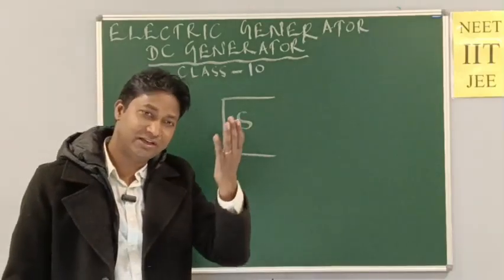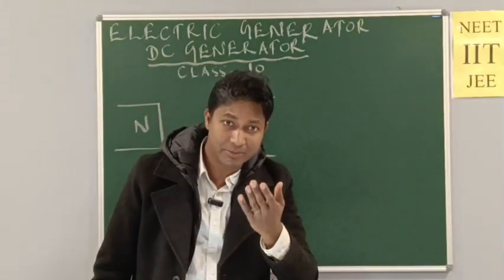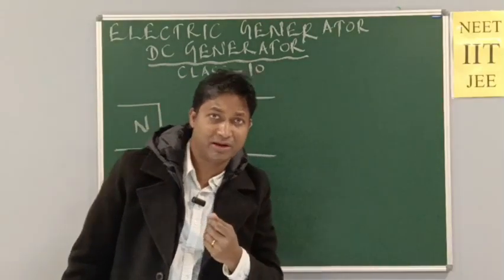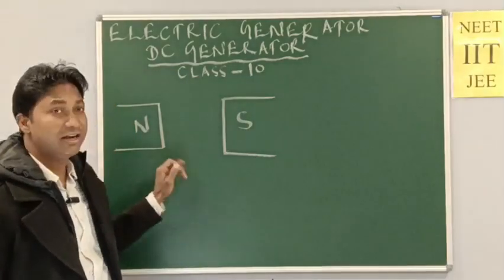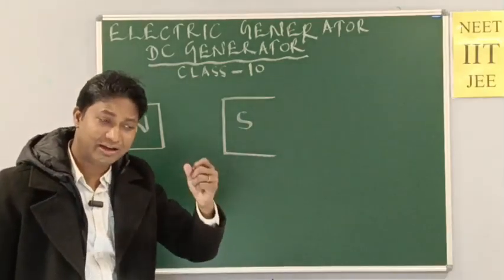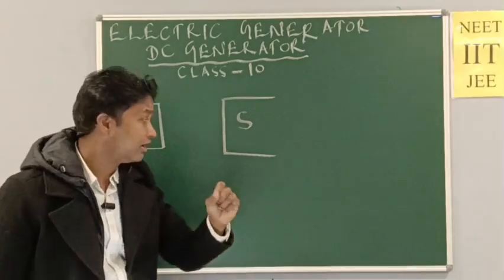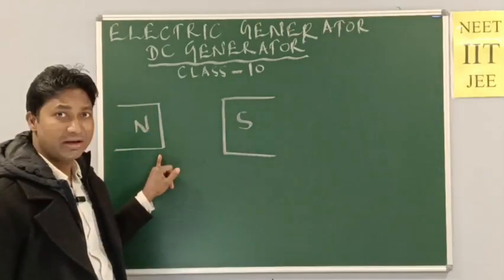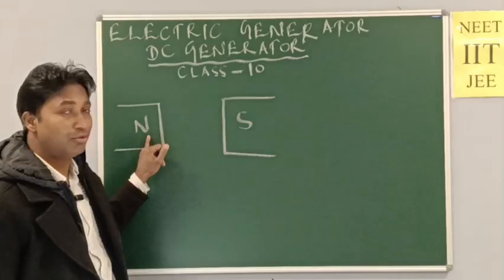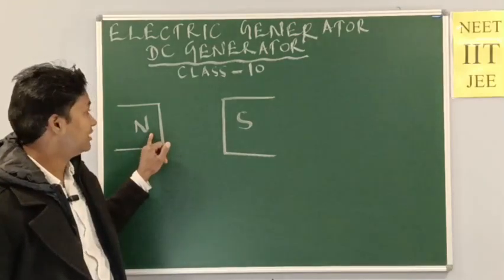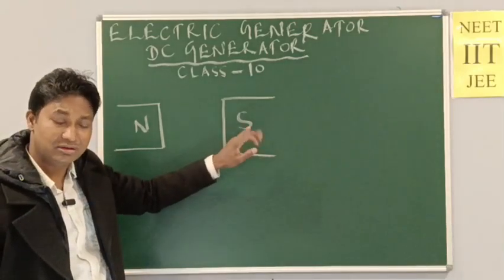If someone asks why you are taking a magnet, then we should reply: the magnet gives a magnetic field, and here we need a magnetic field. That is why I am drawing a magnet in the figure. The magnet has poles, one pole is north, another south.